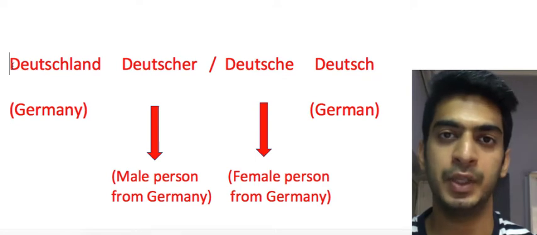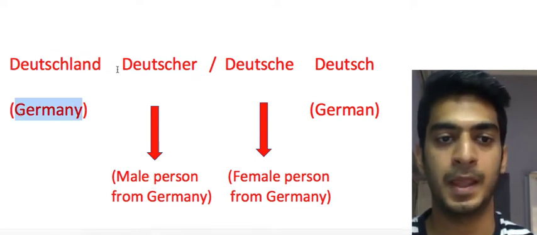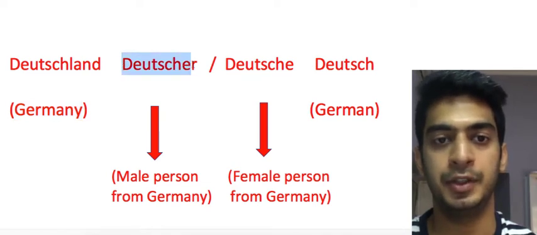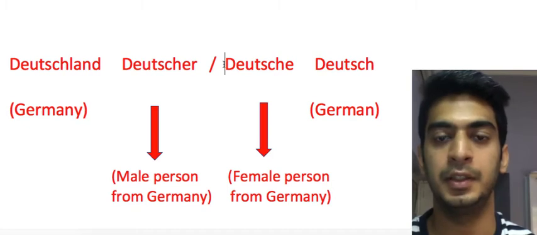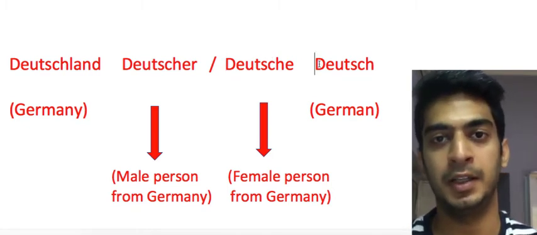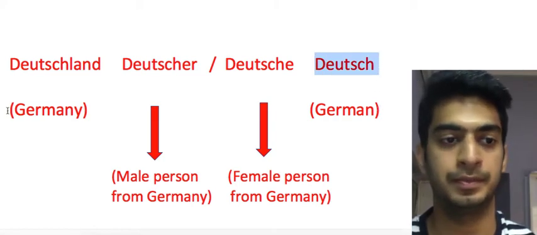I'm repeating this word again, Deutschland, which means Germany. Then Deutscher, nationality, male person from Germany. Then Deutsche, female person from Germany. And last we have Deutsch, which is German language.